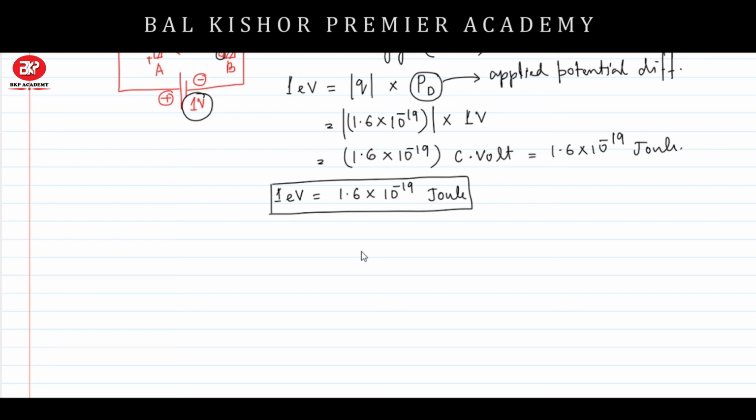Now from the definition we can already see that the electron volt denotes the kinetic energy gained by the electron.